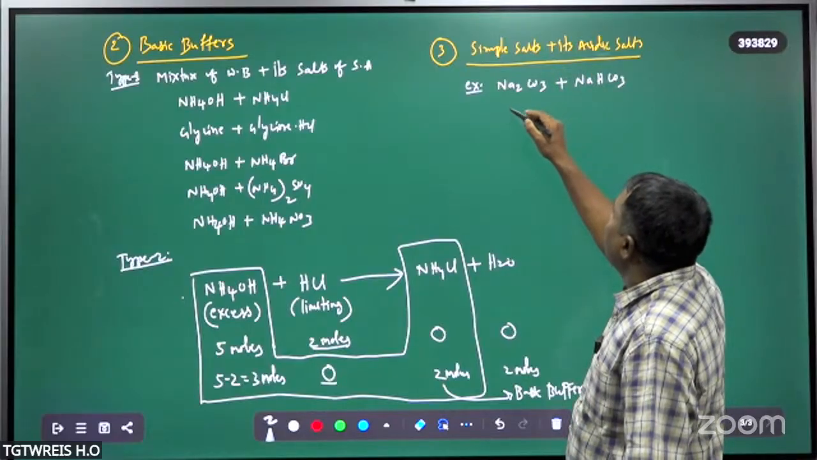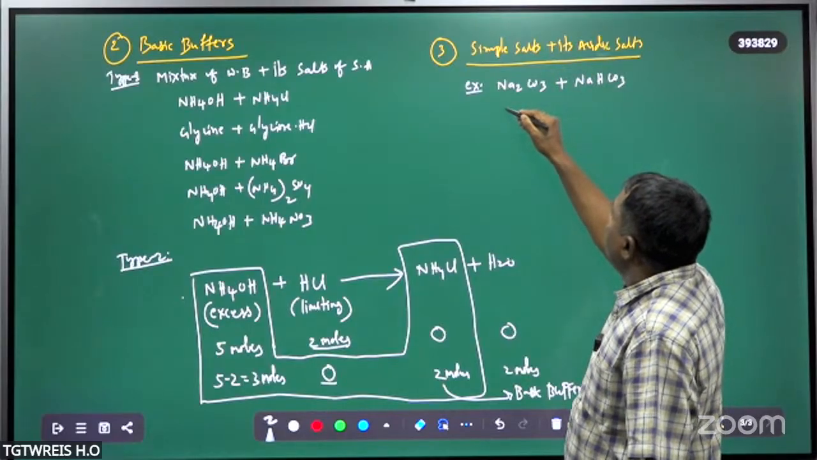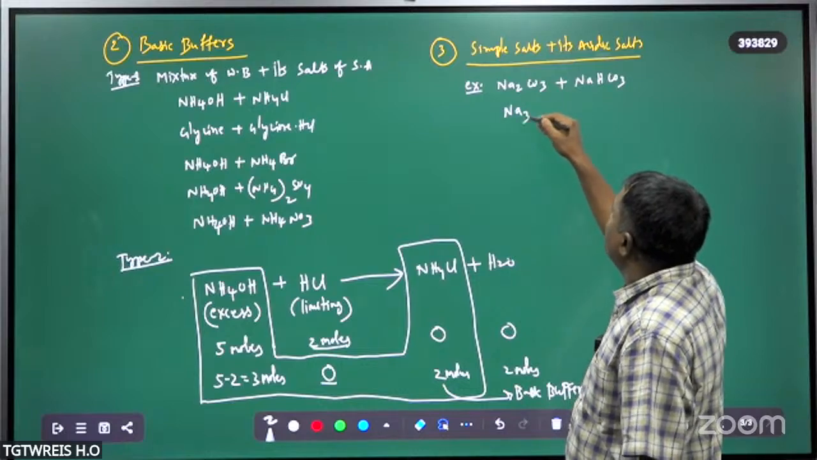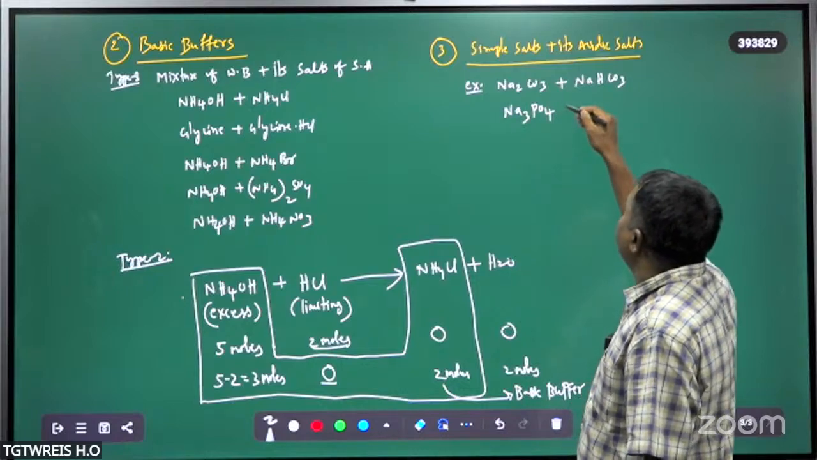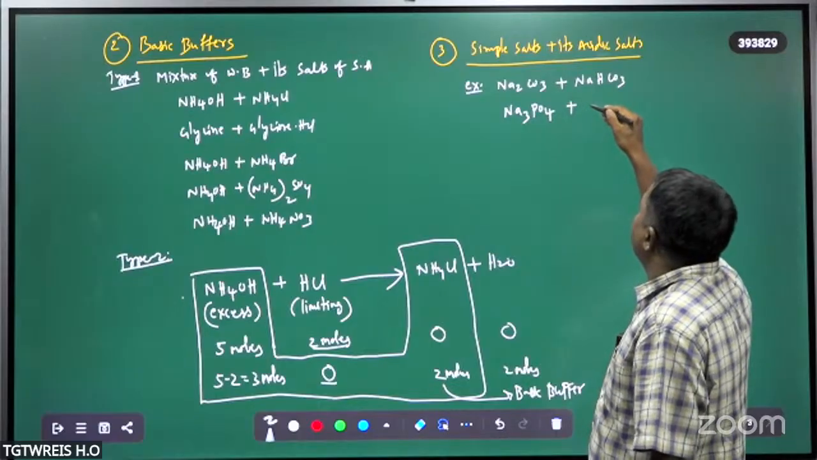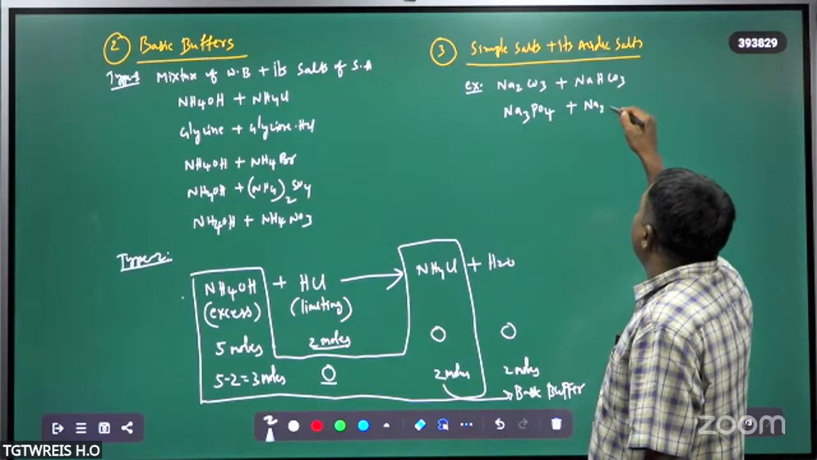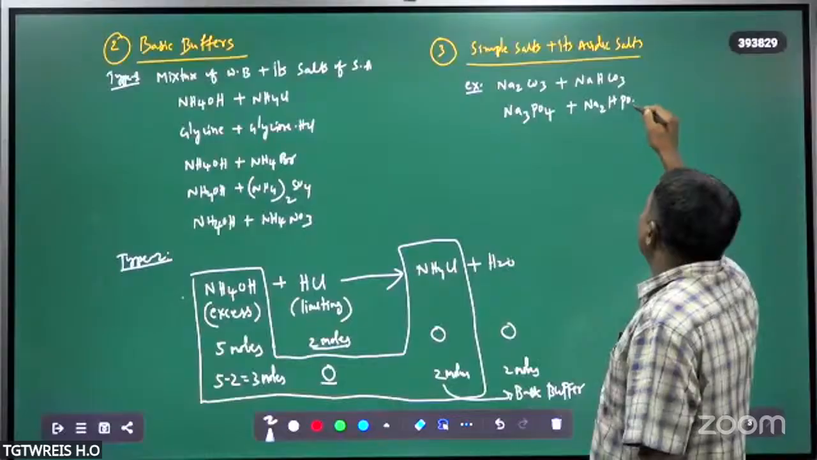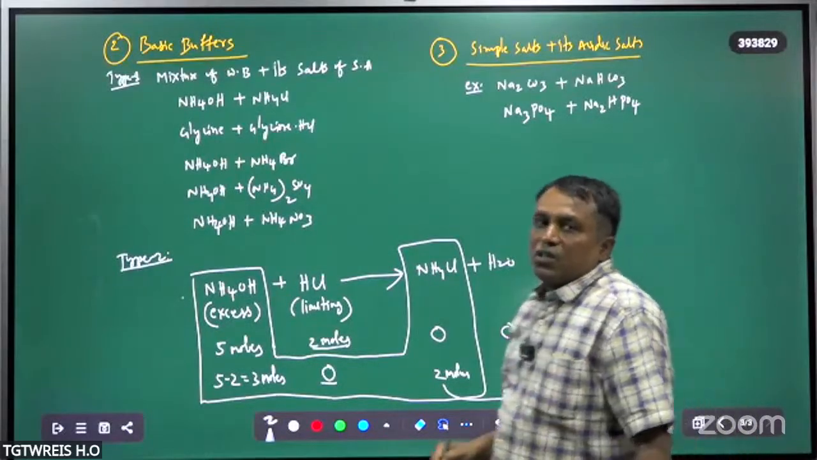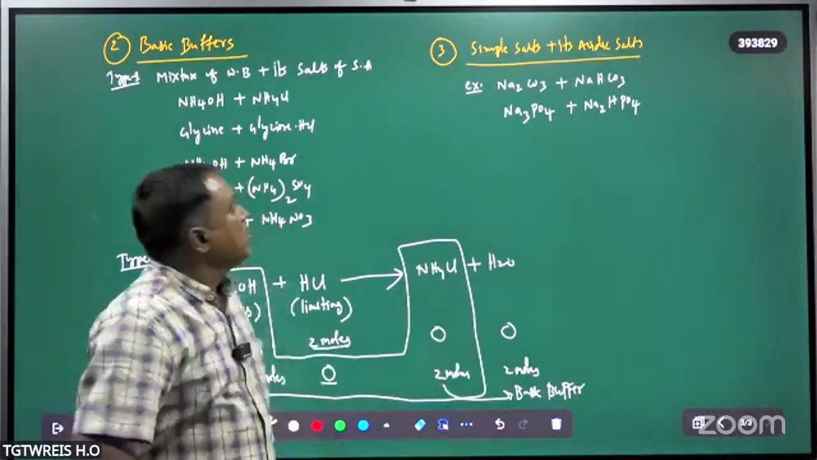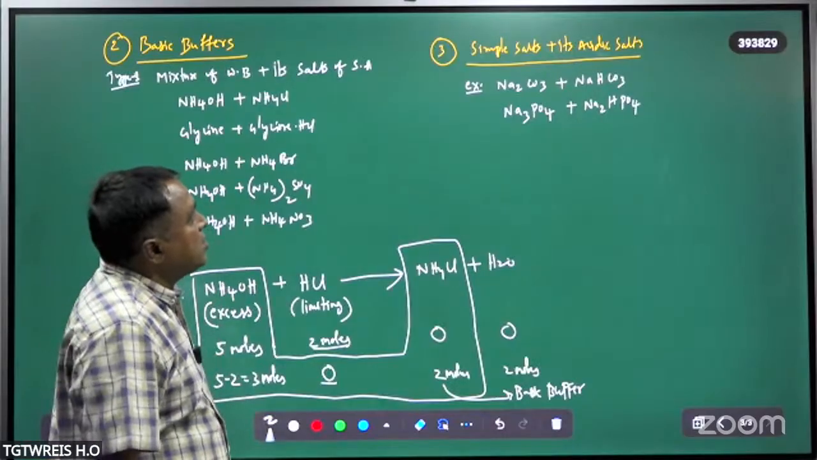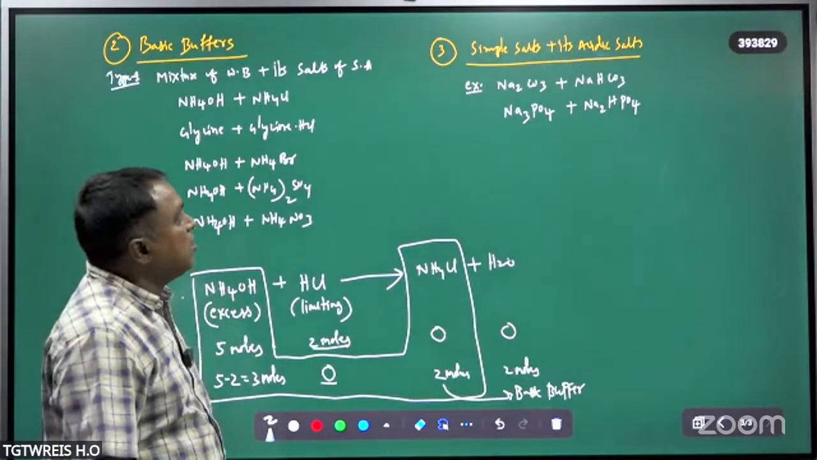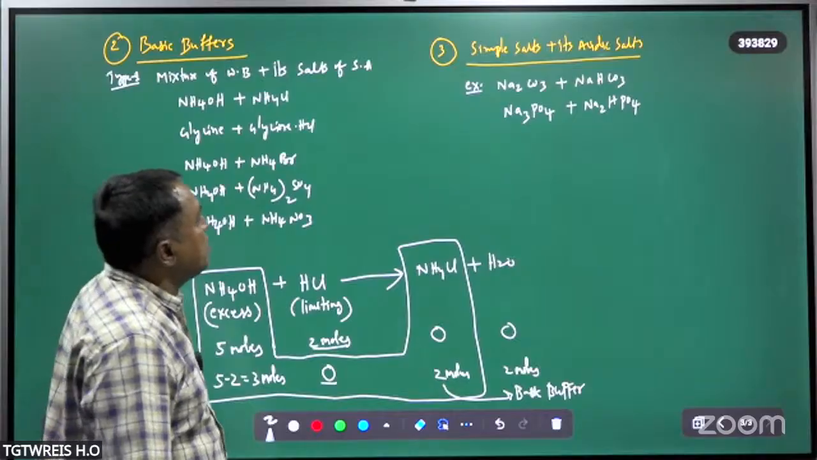For example, Na3PO4, sodium phosphate, plus Na2HPO4. So this will also act as a simple salt and its acidic salt solution. They will also act as a buffer solution.